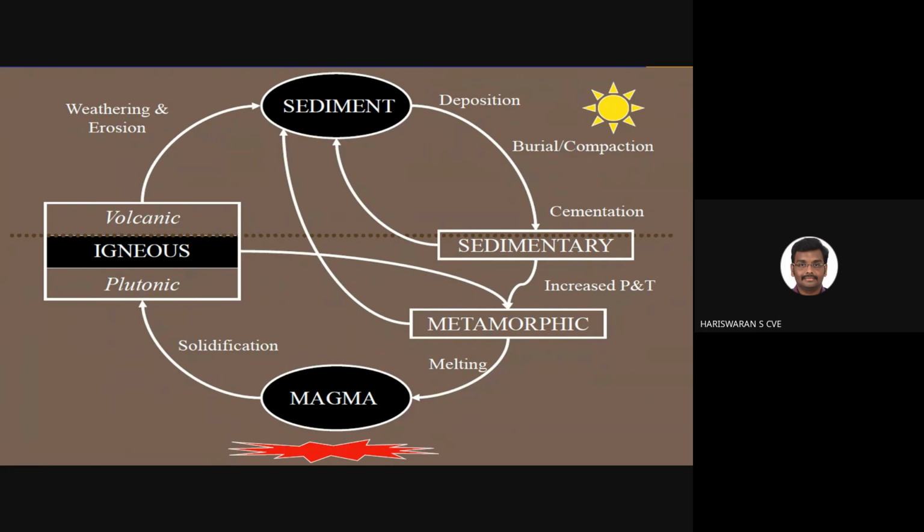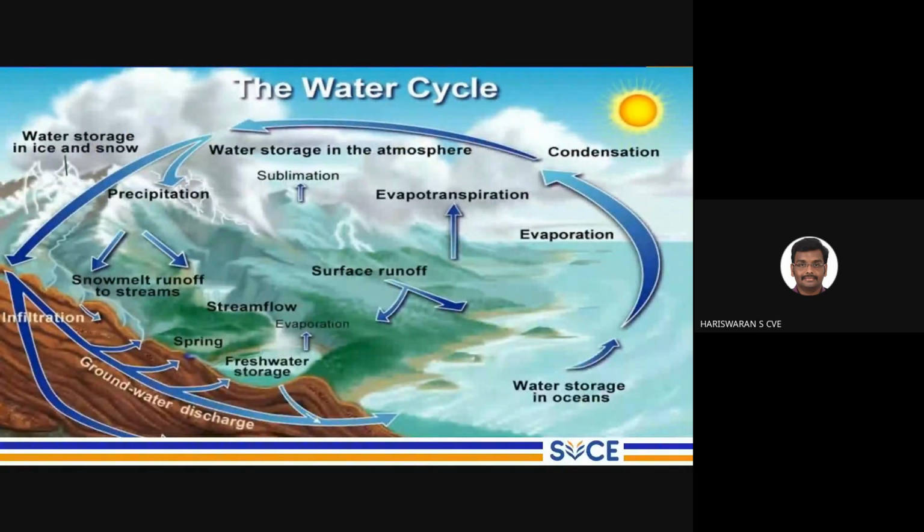That is why the soil present in two different places cannot have the same characteristics. Maybe they look the same, but the characteristics may not be the same. The probability of matching is very low, 50% we can say. Then another thing is called the water cycle.